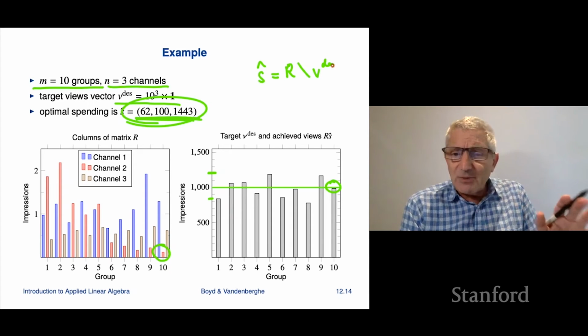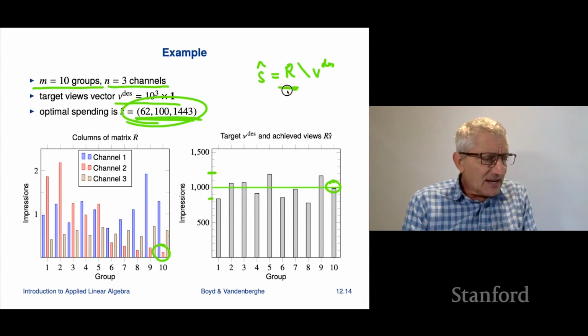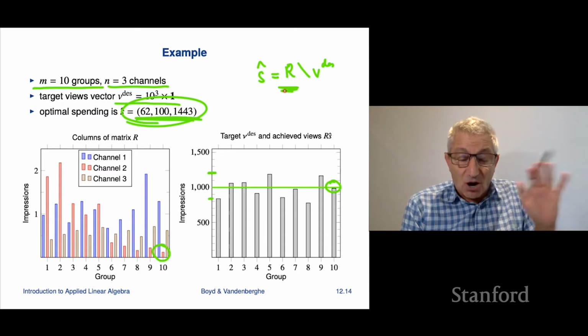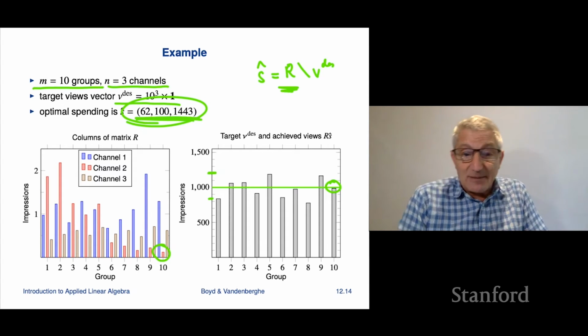One thing I should be very clear about. R is not the R from the QR factorization. R is the reach matrix. That's why it's got the name R.